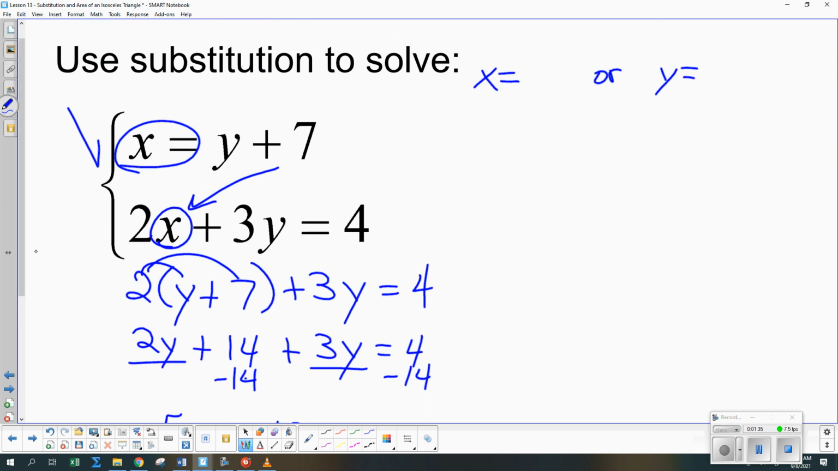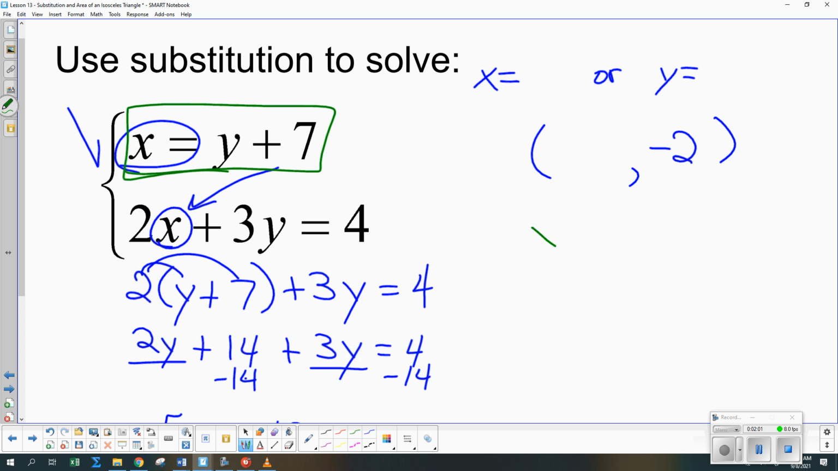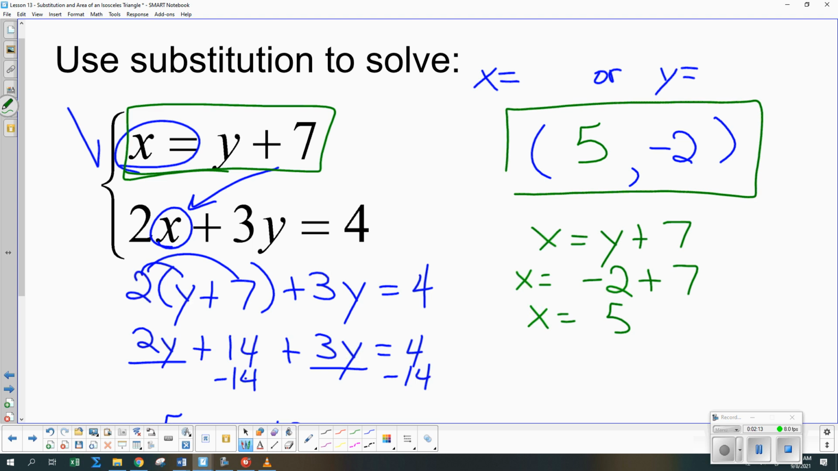This is a system of equations, so we need to find x and y and write them as an ordered pair. We know that y is negative 2, so far we have that half of the ordered pair. As you remember, to get the x, we then take one of our equations and we put the number that we just found in. So we take our x equals y plus 7. We now know that y is negative 2. So that means we know that x is 5. And our solution is the ordered pair (5, negative 2).